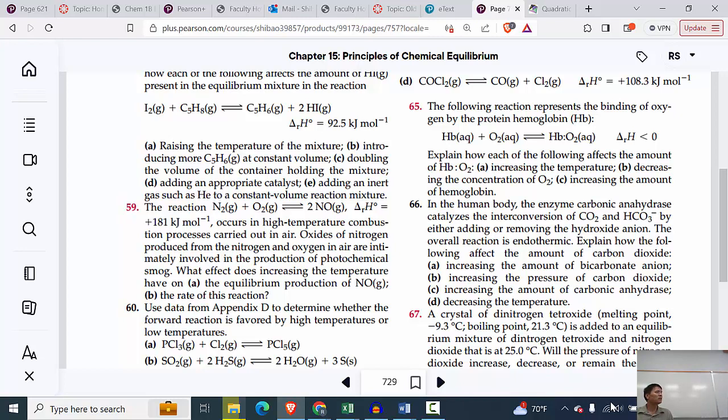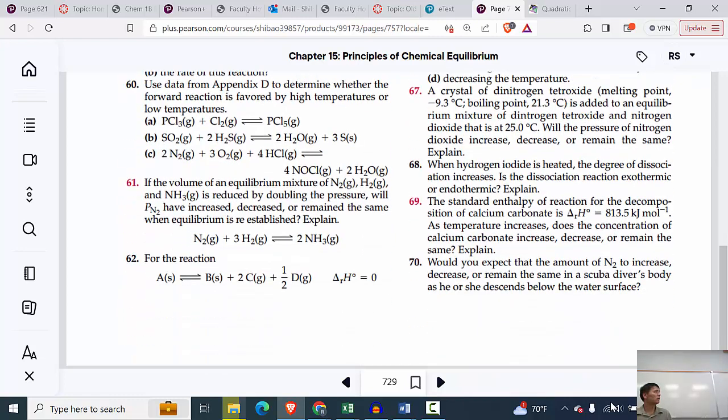In the human body, the enzyme carbonic anhydrase catalyzes the interconversion of CO2 to bicarbonate by either adding or removing the hydroxide anion. So anyway, we'd have to draw this out, and then we can see. This is an acid or base, and so if we have hydroxide, we'll neutralize this second H from carbonic acid, or this H, and then convert it to CO2. And so this is very similar, just Le Chatelier's problems. We have a bunch of those.